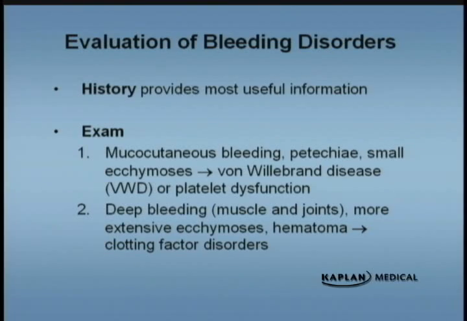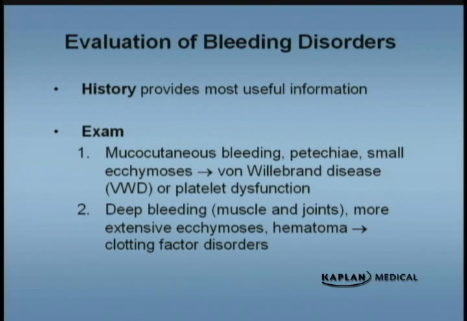We're going to review some of the bleeding disorders now. The history, as always, provides useful information to help you with your diagnosis. On physical exam, the type of bleeding is helpful. So if they talk about mucocutaneous bleeding, or if they talk about petechia or small ecchymosis, that's more likely going to be von Willebrand's disease or some kind of platelet dysfunction.